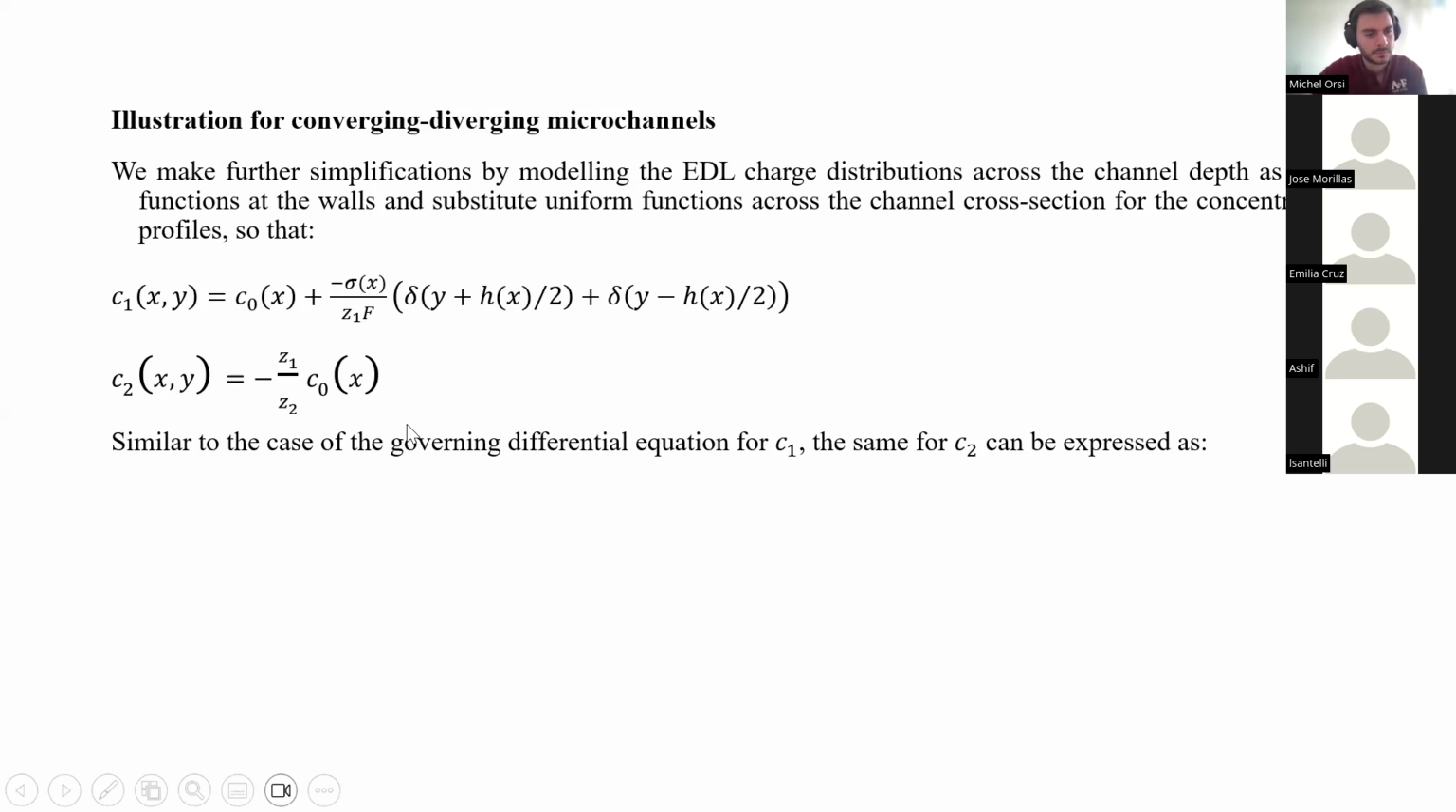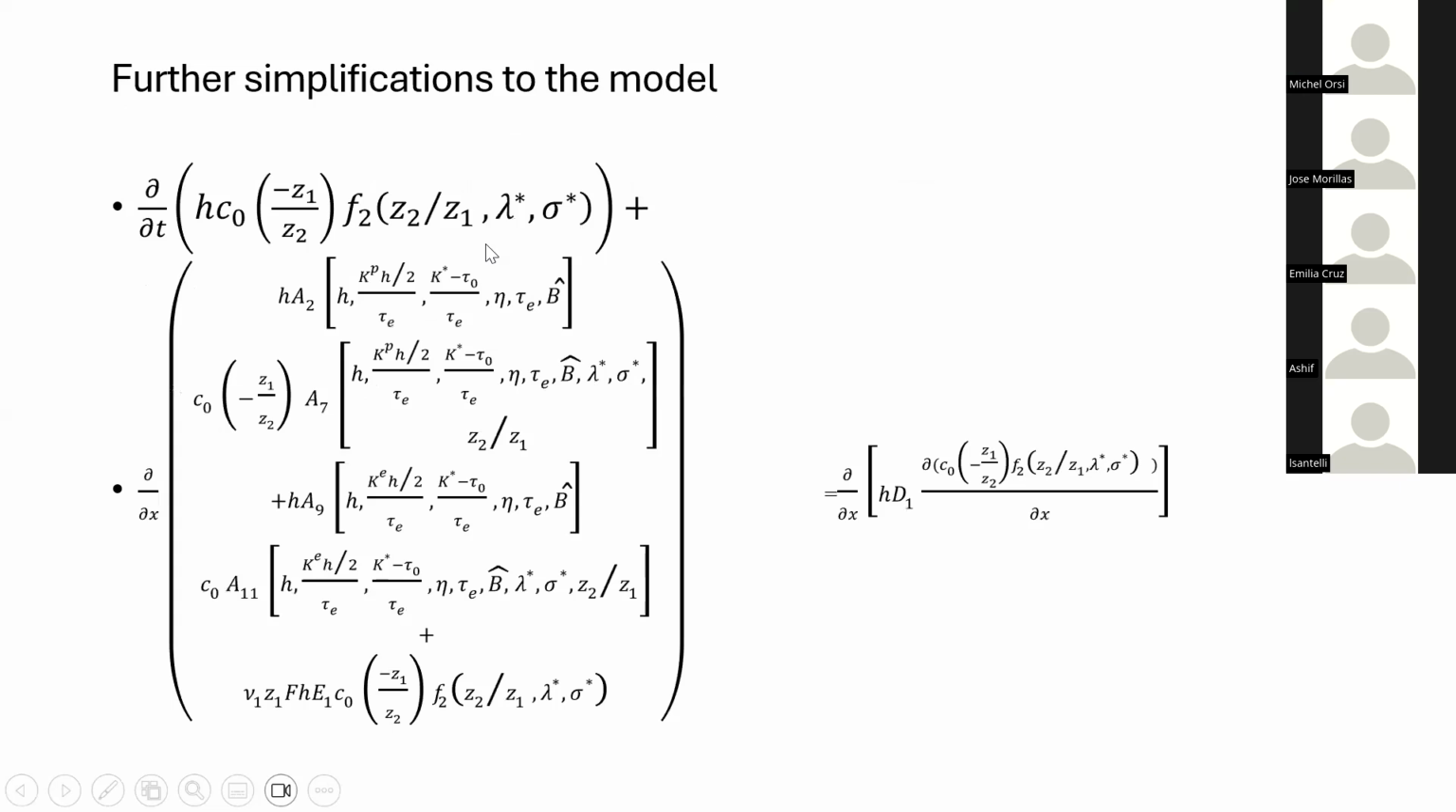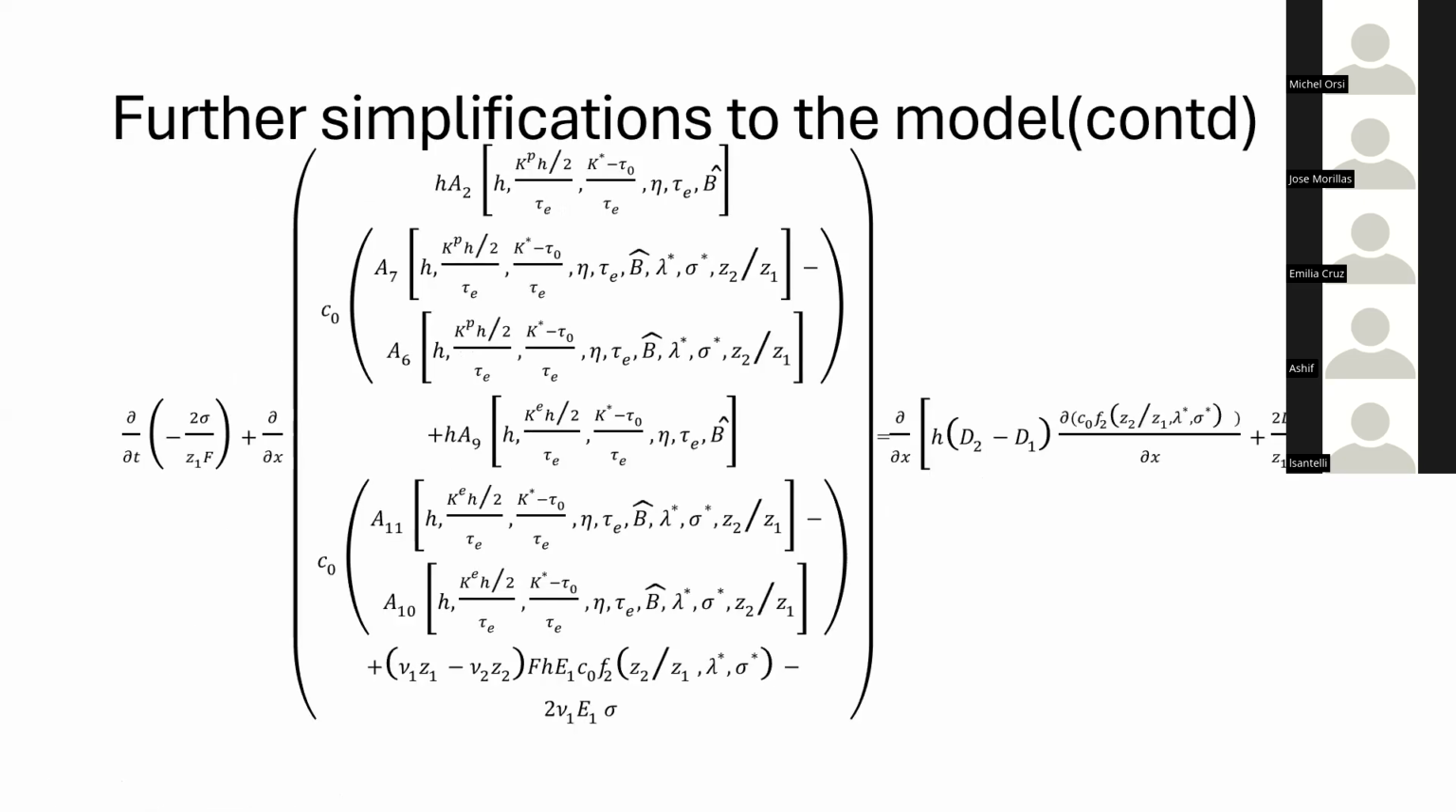Similar to the case of the governing differential equation, the expression can also be written like this. This is the time derivative term. This is the advection term. This is the diffusive term. And for further simplifications of the model, if we subtract C1 minus C2, we get this.